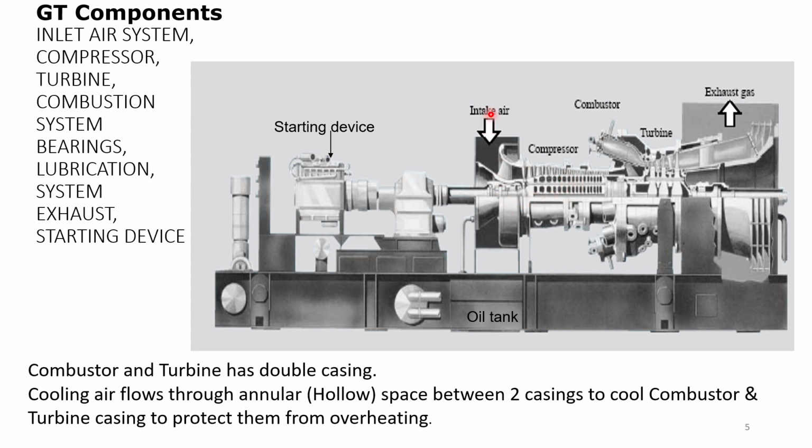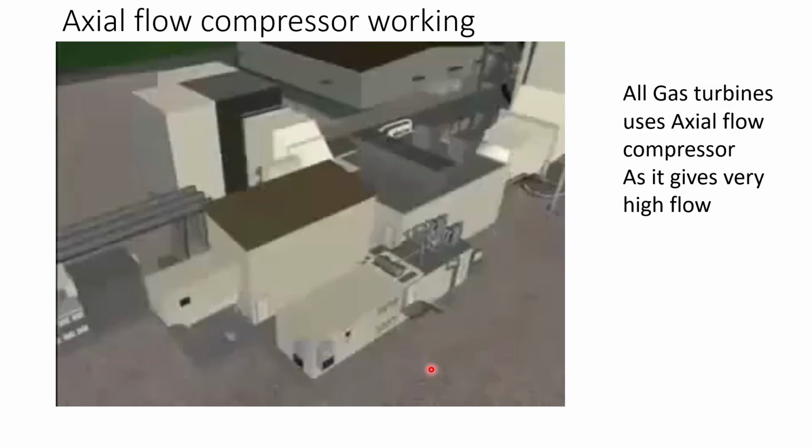This is the air intake system from where the air enters. This is the compressor. This is your combustion where the combustion takes place, and this is the turbine and the gas is exhausted. All these are put on a frame, and the oil tank is below the frame for the lubrication system. Turbine and combustion both have a double casing, so the cooling air flows through the annular space, which is the hollow space between the two casings, to cool the combustion and turbine casing to protect them from overheating.